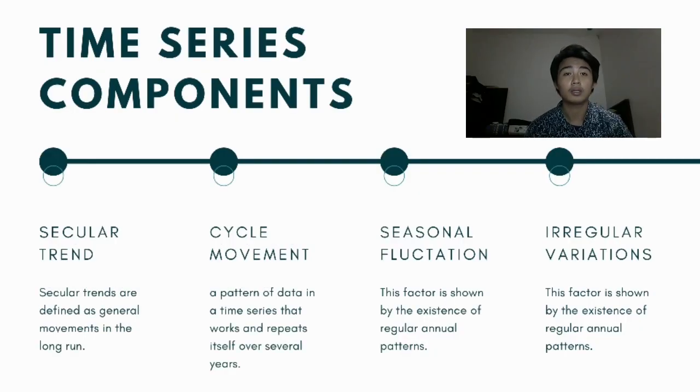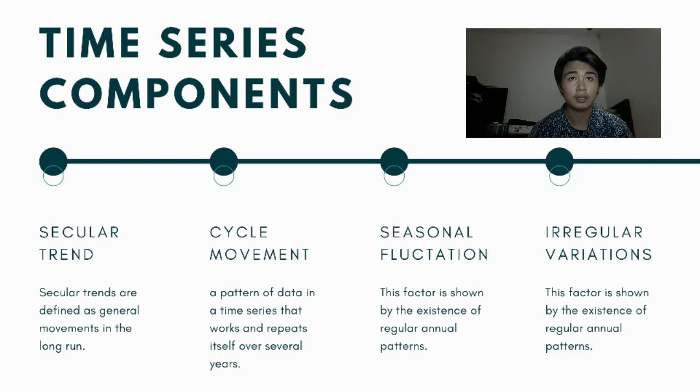Time series components. We have 4 components of time series. Number 1 is secular trend. Secular trend is defined as a general movement over a long time. This movement can be either a straight line or parabolic that goes up or down. Number 2 is cycle movement. The cycle factor is a pattern of data in a time series that repeats itself over several years.